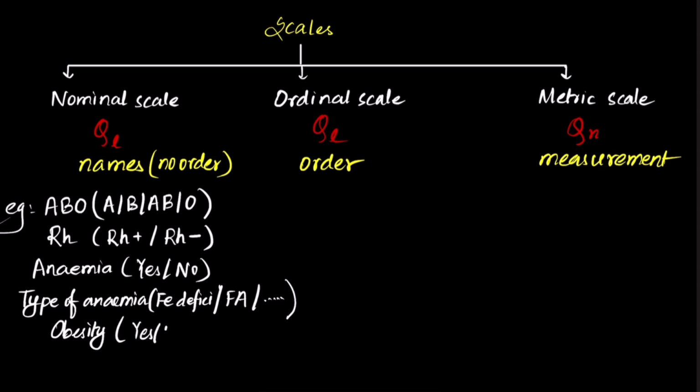Yes or no. The person either has obesity or does not have obesity. Qualitative data but not present in an order. Now let me give you examples of ordinal scale where qualitative data are present on a scale.